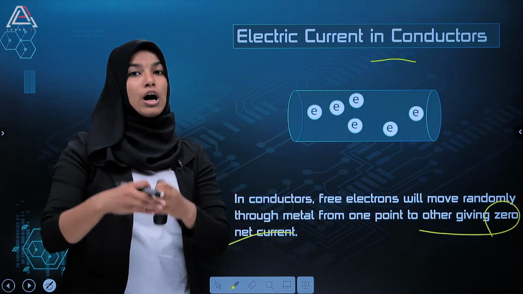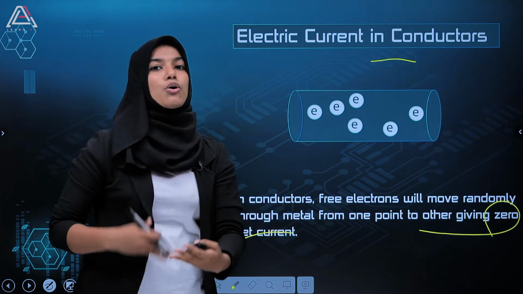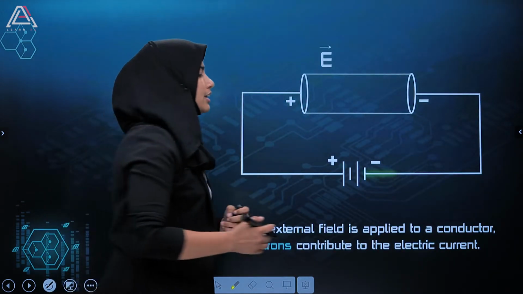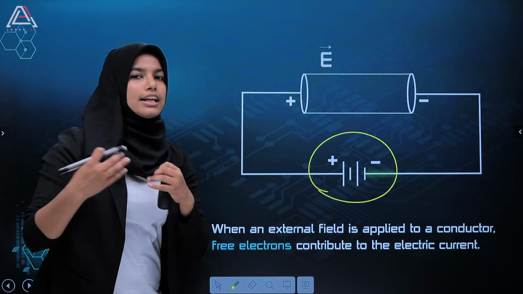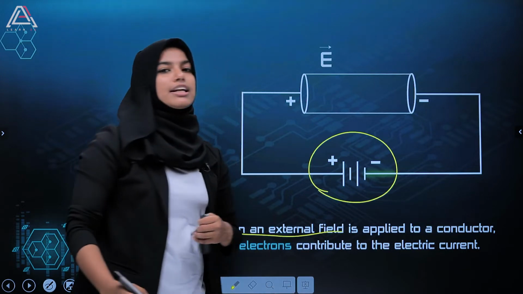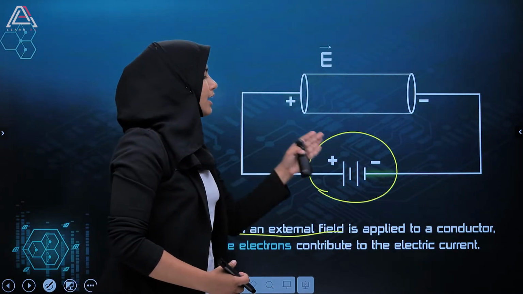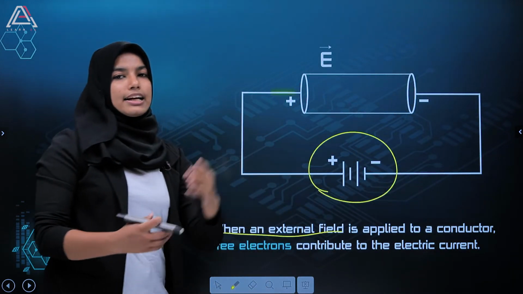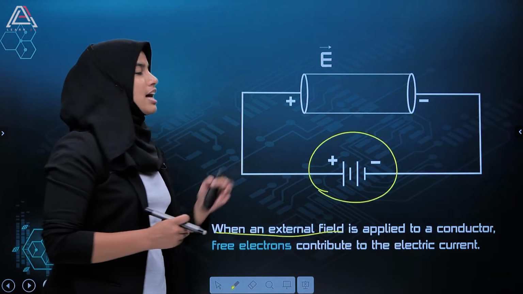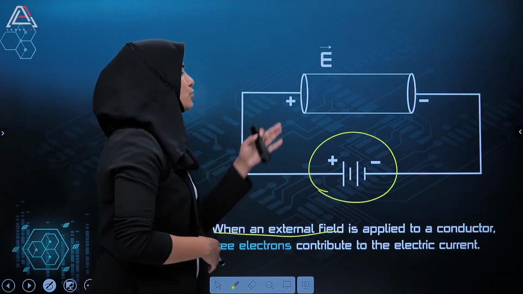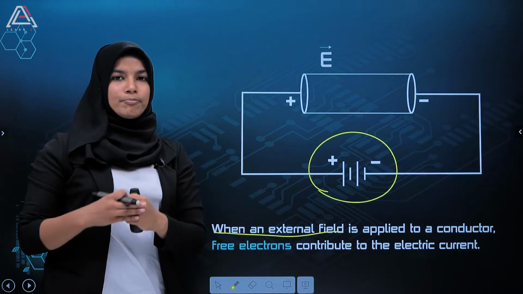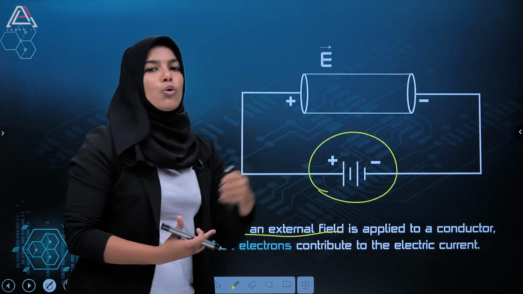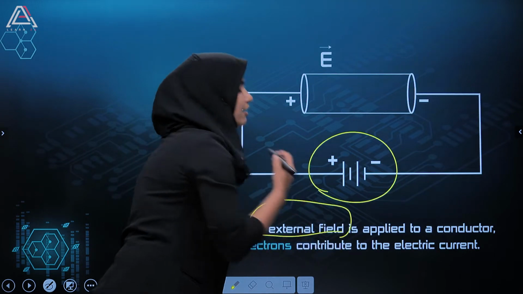Okay. So how can we help the conductors contribute to electric current? We have to take this particular conductor and give it an external electric field. So when an external electric field is applied to a conductor, the electrons that are present will take part in the electric current. Clear? So that's how electric current is produced with the help of an external electric field. We can only get electric charge to take part in electric current when we are providing an external field.